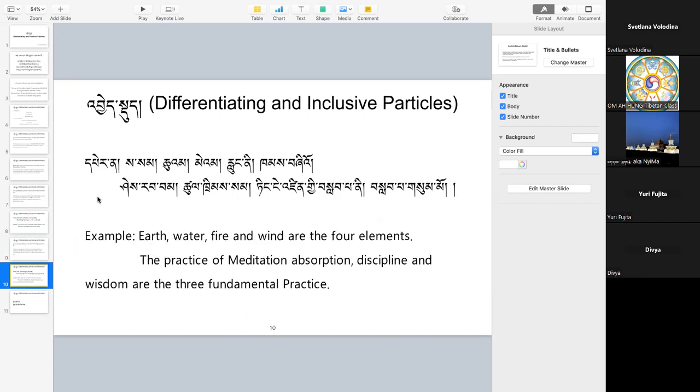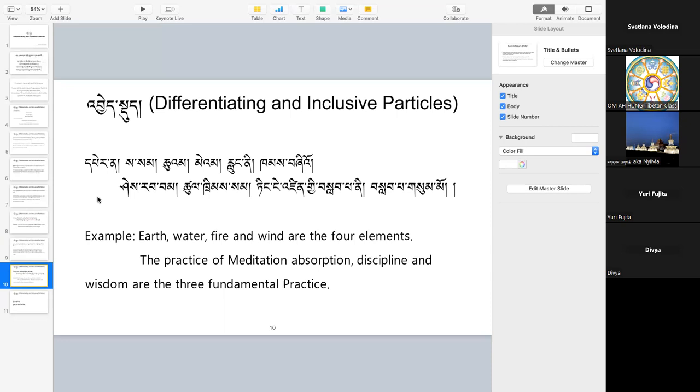For example, penna, sasam, chuham, meam, nuni, kamshio: earth, water, fire, and wind are the four elements. Sherapam, sutim sam, tingenzi, labani, labasumo: the practice of meditation, absorption, discipline, and wisdom are the three fundamental practices.